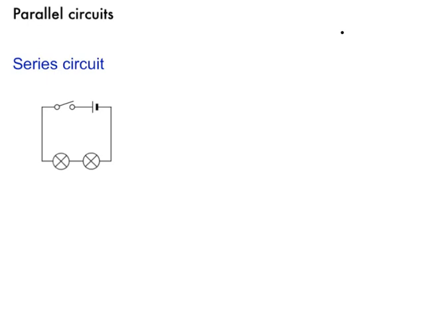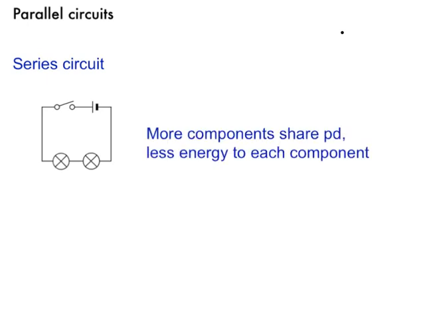We also found out that adding more components to the circuit, like more bulbs, resulted in the voltage of the power supply being shared out across the different components in the circuit. In real life that's a problem, because adding more bulbs to the circuit causes them to go a bit dimmer. You share out the voltage. So more components share the potential difference, which means there's less energy for each component.